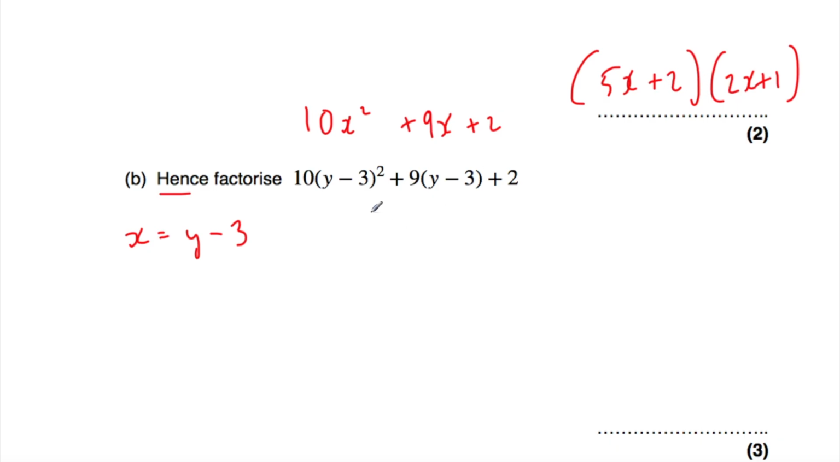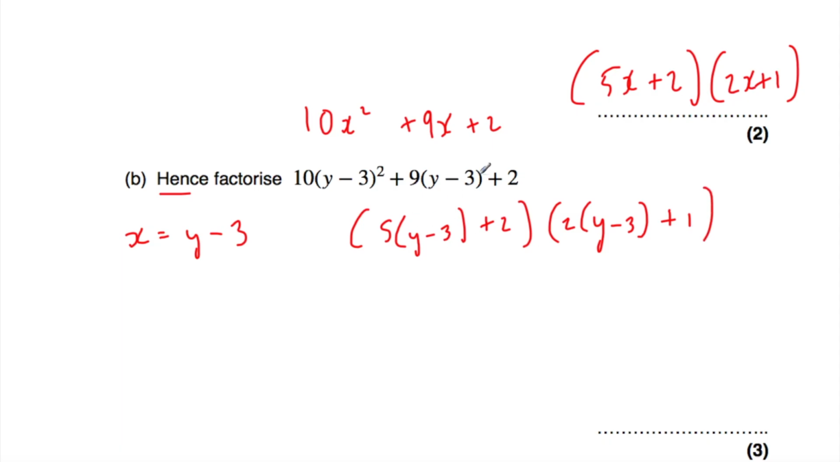So let's do that. We had 5, and then instead of x, we're going to use y minus 3. I'm just going to put in a bracket y minus 3, but we've still got our plus 2, and then close brackets. And then here, our second one, we've got 2, and then instead of x, we've got y minus 3, and then close brackets, and then plus 1, close brackets. So we've replaced our x's with y minus 3's. And now if we just expand our brackets and simplify, that'll be what goes in the brackets.